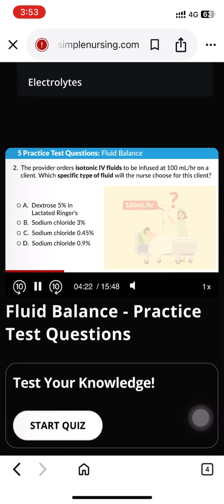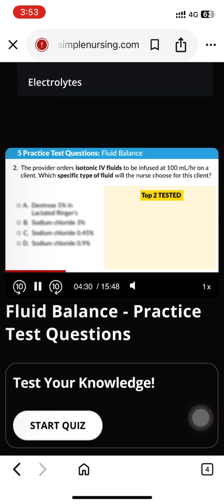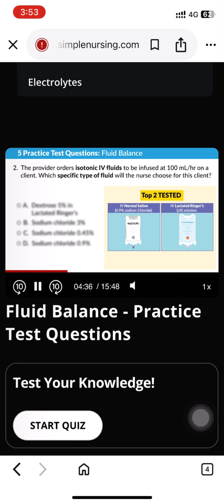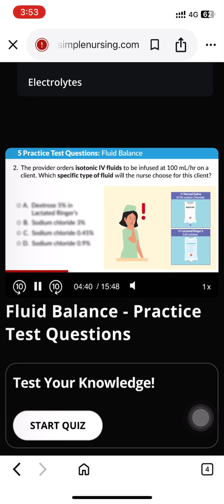Okay, let's break it down. Before looking at the options, always consider the key words here. So the first keyword is isotonic solutions. Remember, the top 2 tested are 0.9% sodium chloride, that normal saline, and LR, that lactated ringers. So this is more of a knowledge-based question. But if you know the other solutions, then it could be easier.